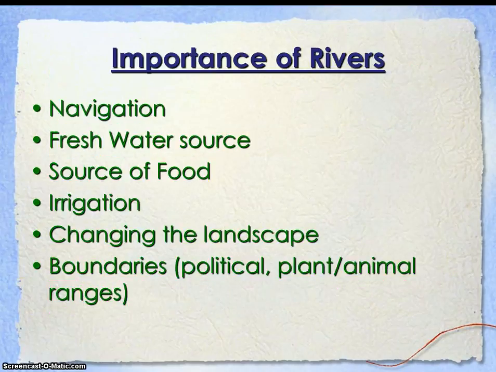Rivers, once again, are kind of the same thing as lakes as far as importance. Navigation is probably one of the biggest things for a river. Rivers are used for navigation more than anything. The second thing that they're going to be used for is obviously a water source and then food supply. They can be used for irrigation. It's not as easy to use them as an irrigation source as it is a lake, because rivers flow, and you have other things that tie into that.